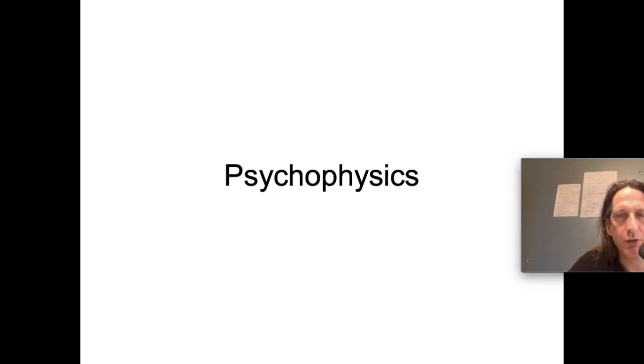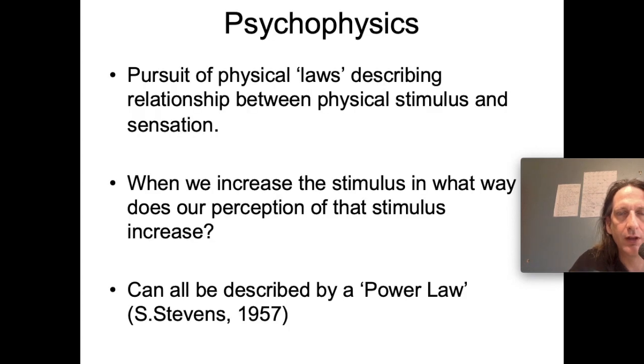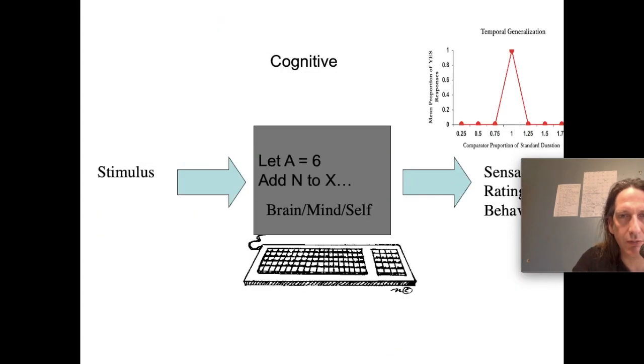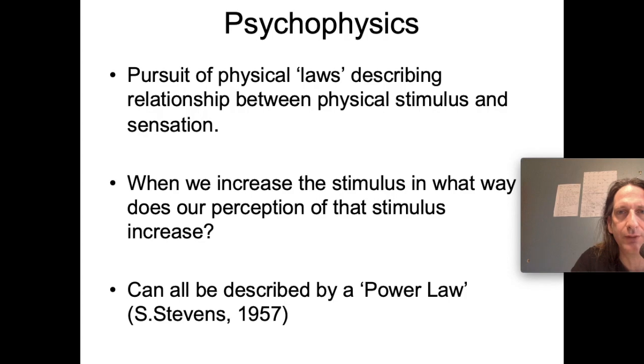Okay, so let's move on and talk about psychophysics then. Psychophysics is essentially the pursuit of physical laws describing the relationship between physical stimulus and sensation. So again, this is another approach to this black box problem. They're trying to find laws that connect the stimulus with the response. But it's something more specific than that.